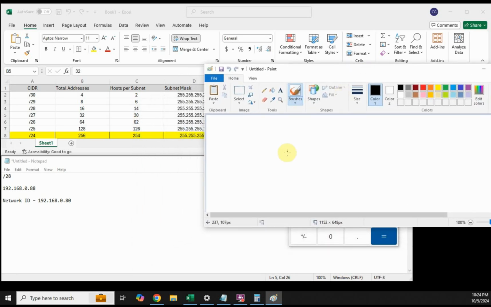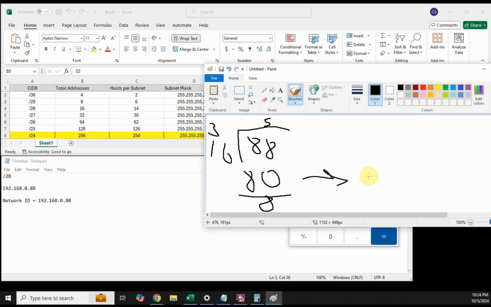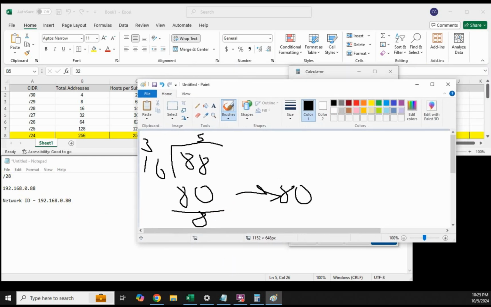So we look at 88 divided by 16. It said it was 5, so 5 times 16 is 80. 16 can't go into 8. So it is the 8th IP off the 80 network. Easy.